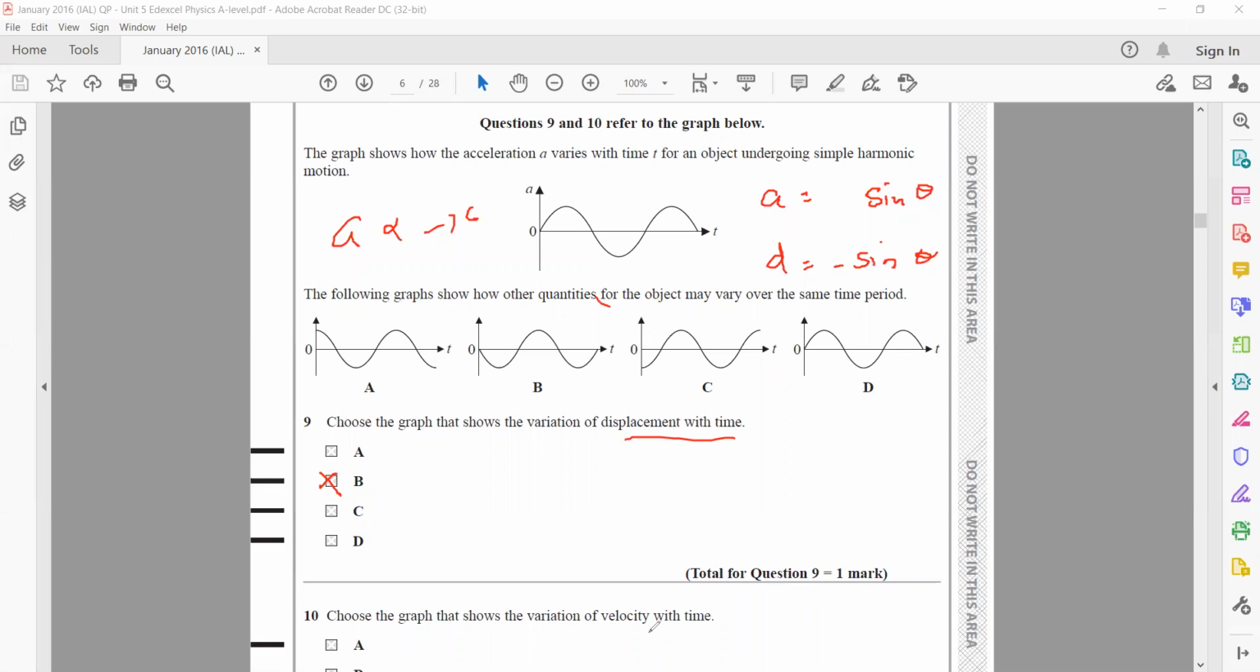Choose the graph that shows the variation of velocity. We have a displacement graph which is minus sine. When we take the derivative of sine theta, that's cos theta. But this is minus, so it will be minus. The derivative of sine theta is cos theta, so the velocity is represented by minus cos theta. This is a graph for plus cos theta. This is a graph for minus sine theta. This is a graph for minus cos theta, and this is a graph for sine theta. So it should be minus cos theta. So C is the right answer for question 10.